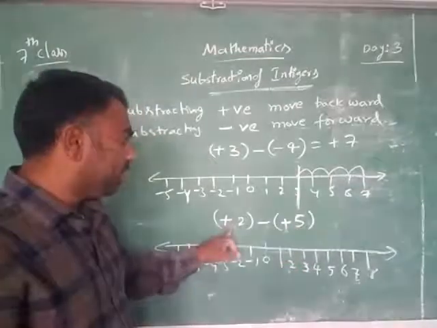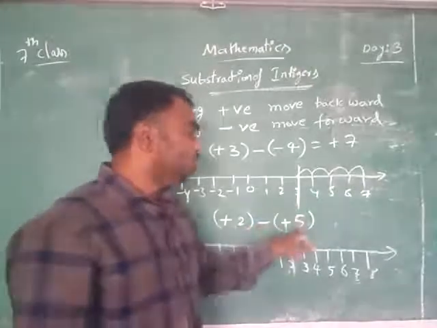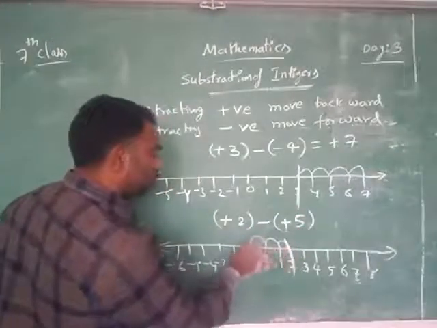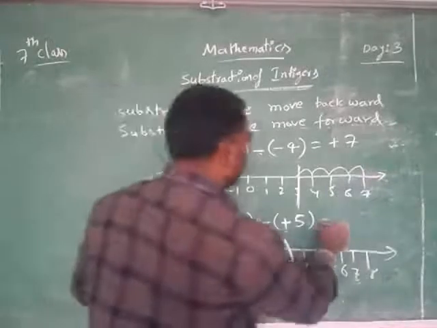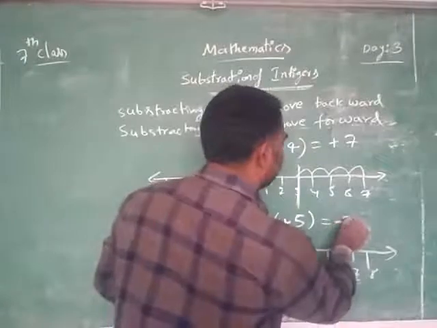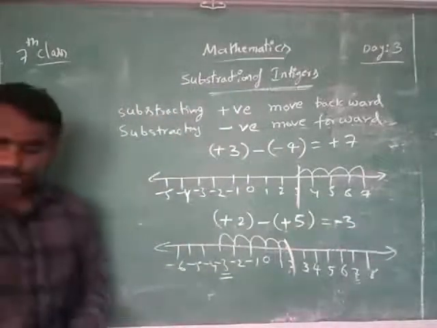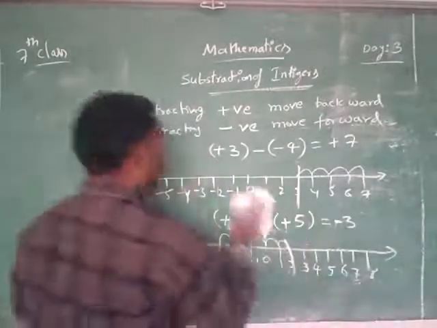Where is the first number? Plus 2. So what should we do? 5 steps backward: 1, 2, 3, 4, 5. What is the answer? The answer will be minus 3. So note these examples by pausing the video. Then I will give two other examples.